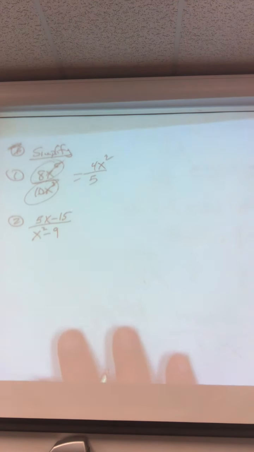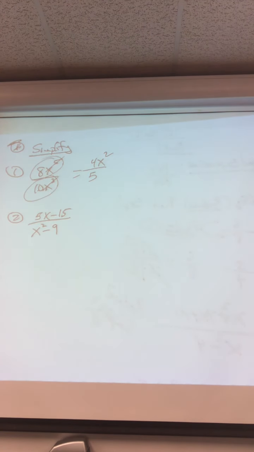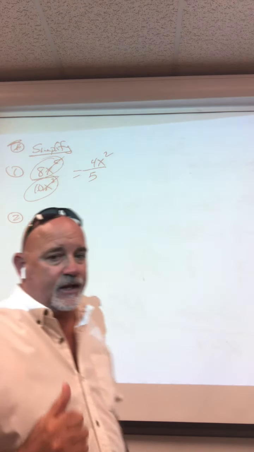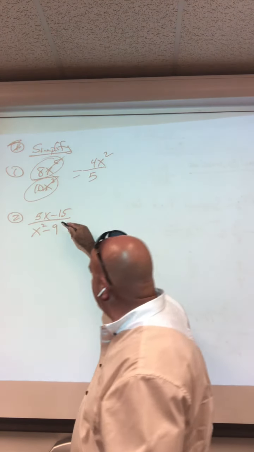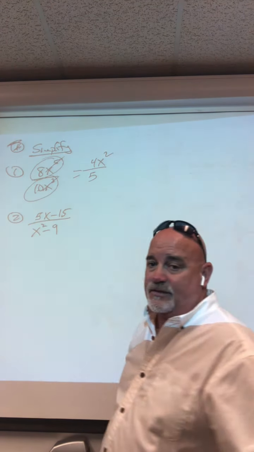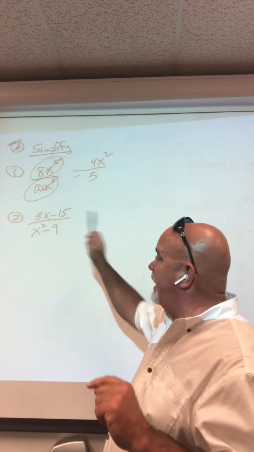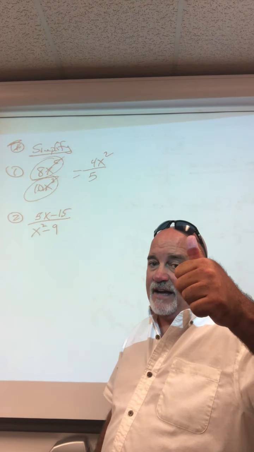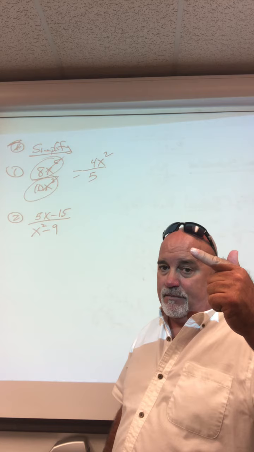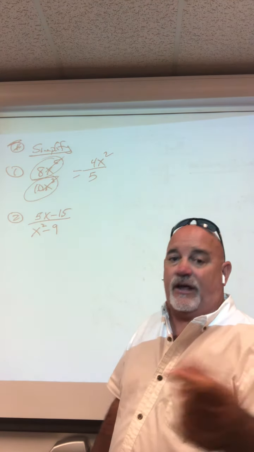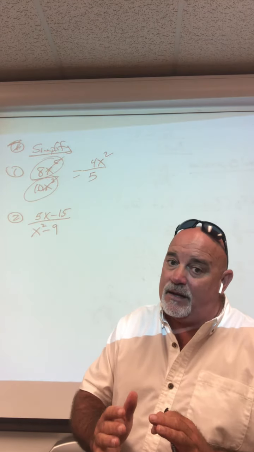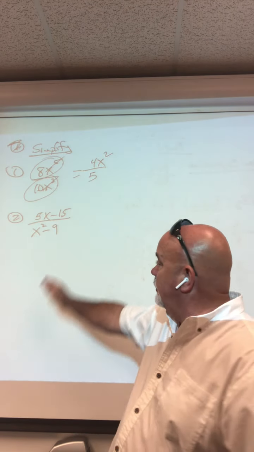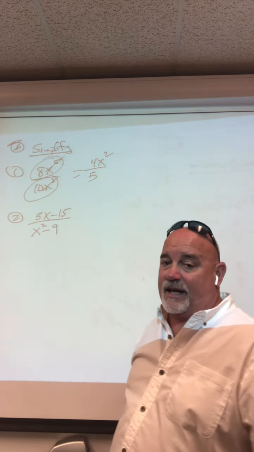So let's look at this one. 5x minus 15 over x squared minus 9. Now, let me say again here. Whenever you're simplifying, you don't start trying to mark this out and canceling. The first thing you do in every one of these problems is factor the top and factor the bottom. If you can't factor it, you can't cancel. Because what do you cancel? You cancel common factors. So I've got to be able to factor this before I can cancel.